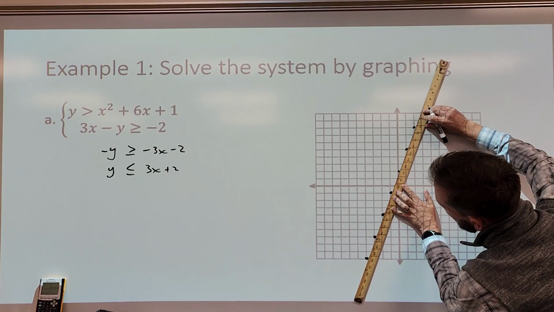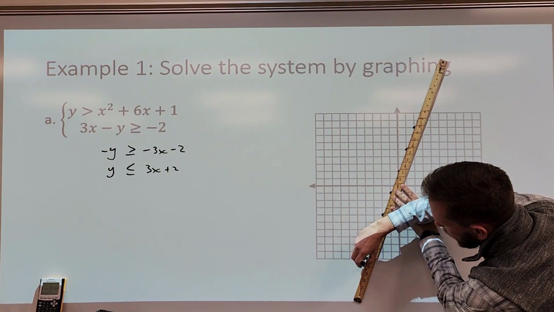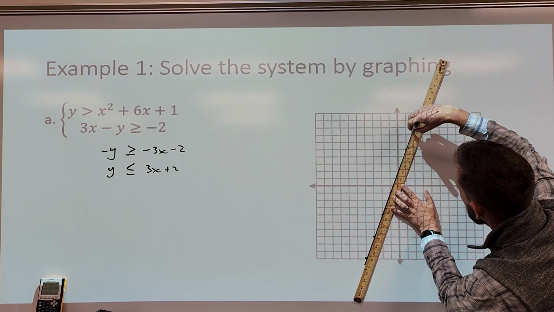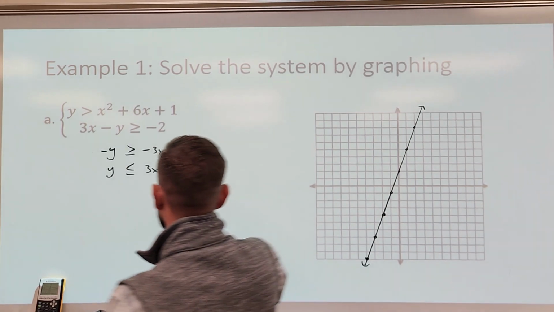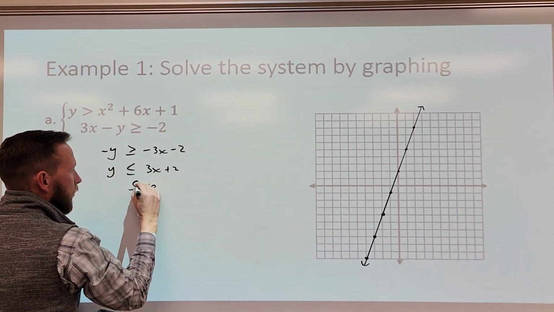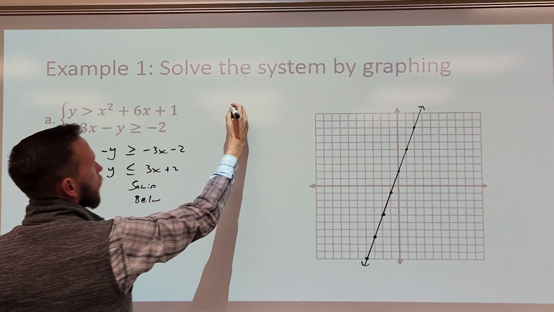Again, bring your ruler to class or your ID. A lot of folks like to use their ID. This is going to be a solid boundary. And we're going to end up shading below. So this is solid, and we're going to shade below. I'm not going to shade it yet because I'm going to do the parabola also.